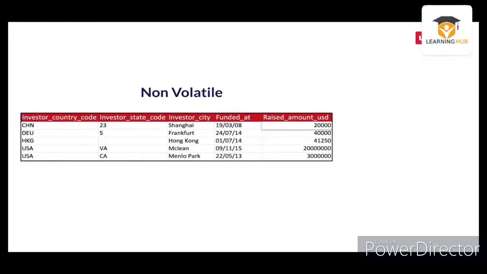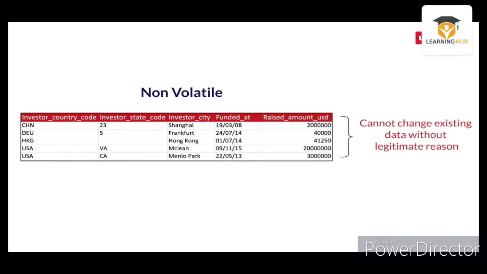The non-volatile nature of a data warehouse is important for giving legitimacy and credibility to the analysis being done on the data. In the context of our investment analysis, what we are saying is that we cannot keep modifying the figures of exact investment that have been made by a given investor. If that is allowed, our whole analysis will become questionable.